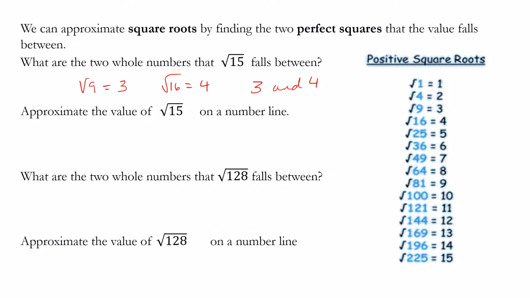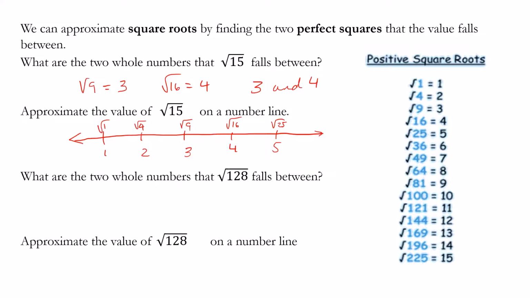Now when it's asking us to approximate the square root of 15 on the number line, I generally try to make that number line with the numbers near where we're trying to look. I'm going to label this both on top and bottom: 1, 2, 3, 4, and 5. On top of that, I'm going to put the square roots that equal those numbers. So this is the square root of 1, this is the square root of 4, this is the square root of 9, this is the square root of 16, and this is the square root of 25.